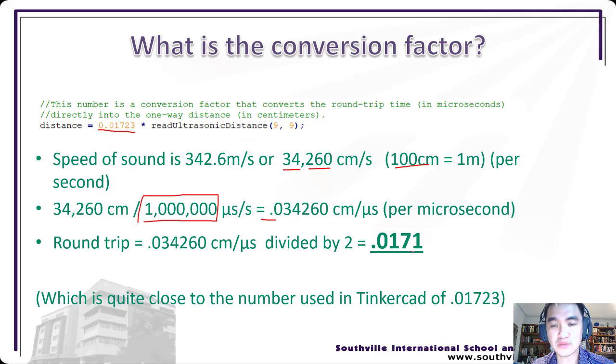0.03426 divided by 2 gives you 0.0171, which is pretty similar to what the Tinkercad code gives, which is 0.0172. So basically, this is just an explanation of where that number came from. It's basically converting the microseconds, how many microseconds between the pulse wave and it coming back, and this number gives you the distance in centimeters. Pretty cool. That's also how sonar would work.